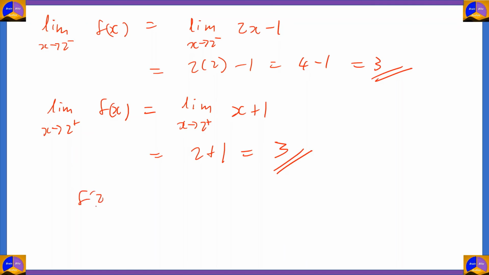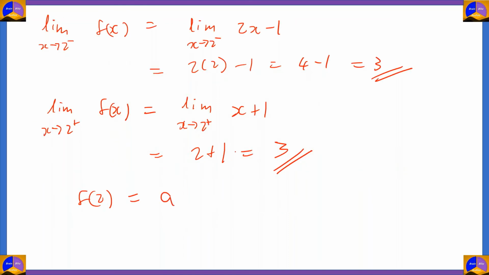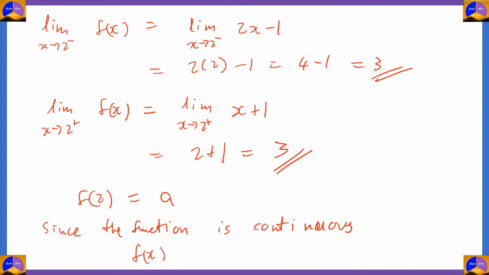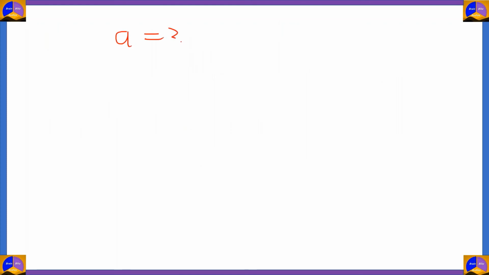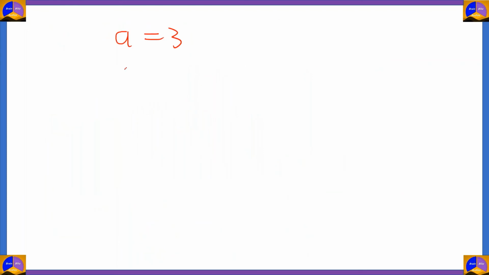Next, we'll find out f of 2. So that is f(x) at 2. So f(x) at x equals 2 is given as a. Now, since the function is continuous, f of 2 will be equal to LHL, which is equal to the RHL. So that gives us a equals 3. And the question was to find the value of a. So the value of a is 3.